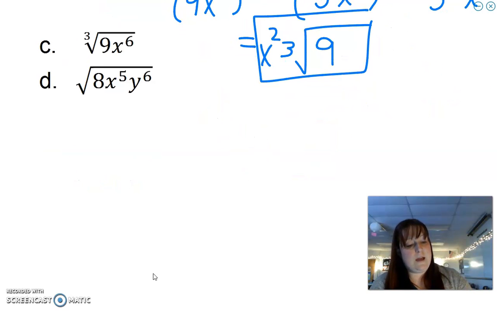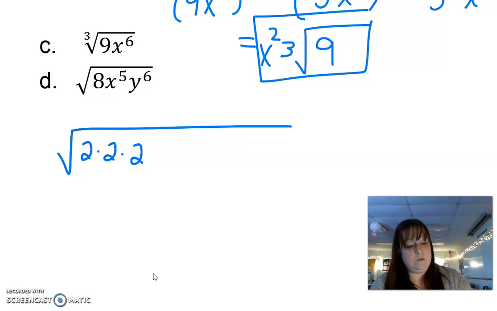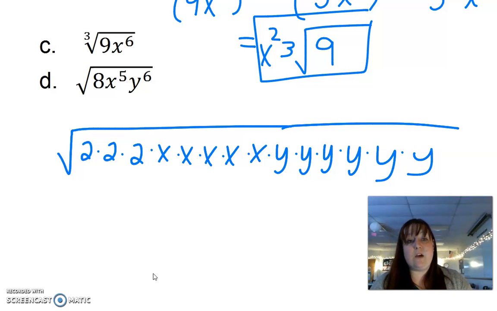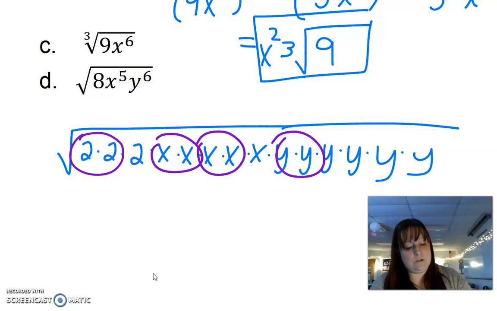So I'm going to do this the radical way, the way some of you like to do it. So this 8 is 2 times 2 times 2 times x times x times x times x times x times y times y times y times y times y. I think I need one more y there. Okay, now since this is a square root, we're taking out groups of 2. This is a group of 2, there's a group of 2, there's a group of 2, there's a group of 2, and there's a group of 2.